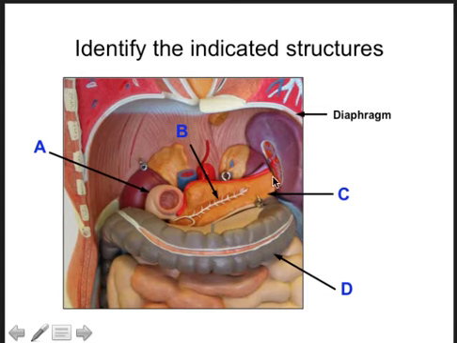Notice it's very close to the spleen. This is the spleen. Okay, and then D is pointing to the transverse colon. The transverse colon. Incidentally, these little pouches here are called haustra. Okay, and they're formed by contractions of this strip of smooth muscle tissue here called the teniae coli. The teniae coli. Okay, moving on.